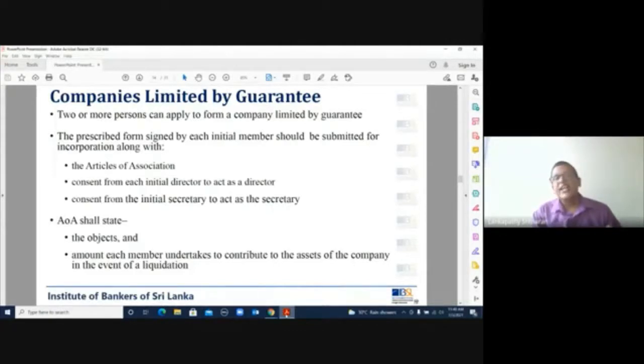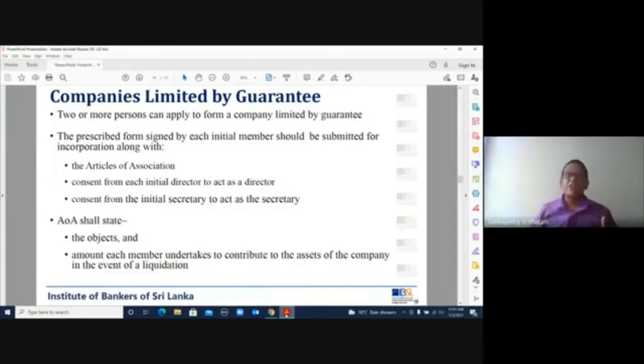The prescribed form signed by each initial member should be submitted for incorporation along with the articles of association, consent from each initial director to act as a director, and consent from the initial secretary to act as a secretary. So these are the three main documents they have to give when registering. Another thing is, the articles of association shall state the objective of the company and the amount each member undertakes to contribute to the assets of the company in the event of liquidation.